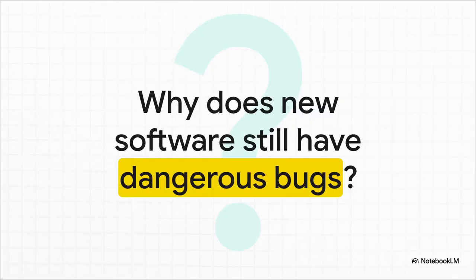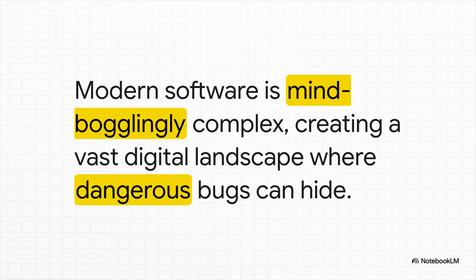So, you've probably wondered this, right? You get the latest, shiniest new app, you update your phone, and then a week later, you hear about some major security flaw. Why does this keep happening? Well, the honest answer is, it's just incredibly hard to find them.